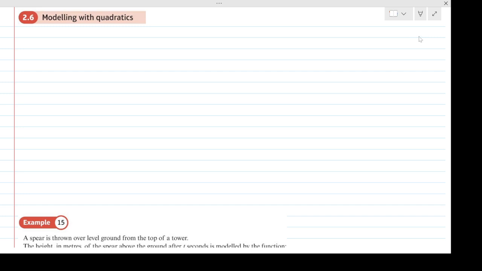This is the final bit of work we're going to do on quadratics in the AS pure maths part of the course. And we're finishing off on this topic called modeling with quadratics. So we're not actually going to look at anything new per se, but we're going to start to introduce this idea of modeling with maths. Modeling is essentially putting maths into real life. So these are questions based on real life scenarios.